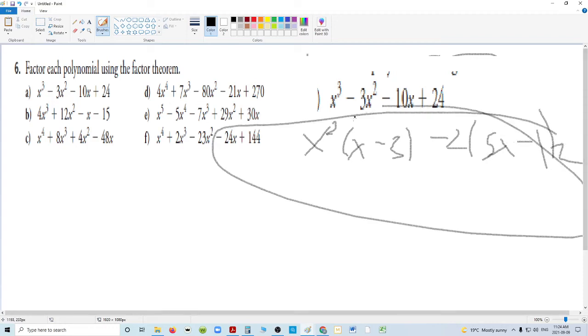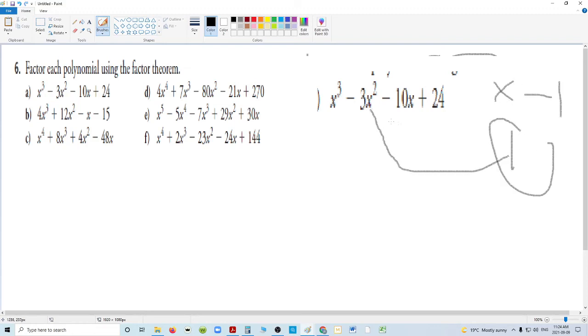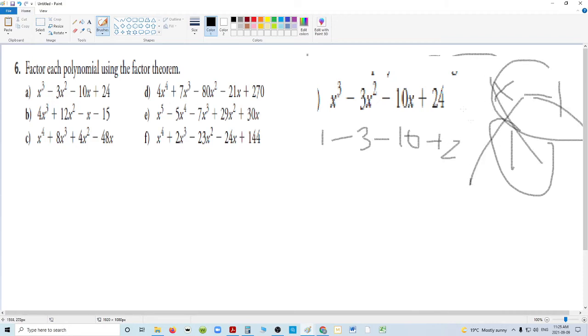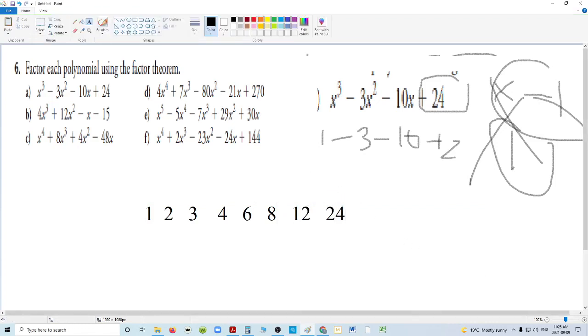So factor by grouping did not work. So they want me to use the factor theorem anyway, which says that if x minus 1 is a factor, the root of 1, when I put it into here, will come out with a remainder of 0. So I get 1 minus 3 minus 10 plus 24. So x minus 1 is not a factor. And by the way, to figure out all the factors, you'd look at 24. So all the factors of 24 are plus minus 1, 2, 3, 4, 6, 8, 12, and 24. So those are all likely factors.